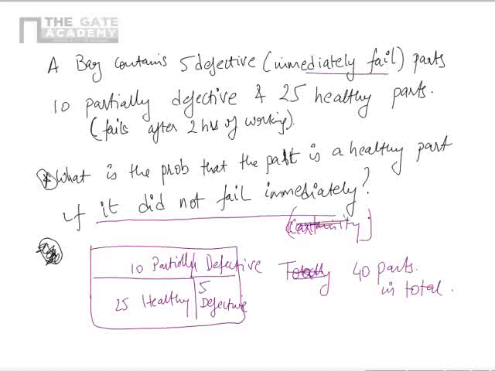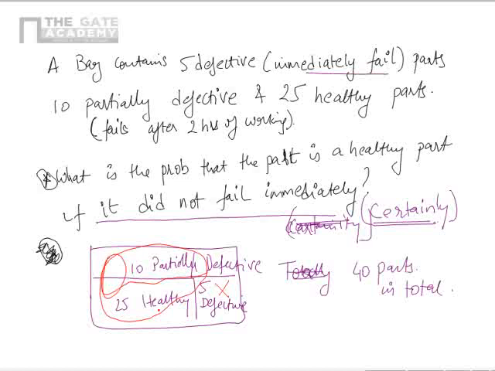Let me write this clearly. This is told certainly. You took a part and you tested it. Immediately it worked. That means it has not failed immediately. That means you have not picked from these 5 defective parts. You have picked something from here or here. The question is, what is the probability that it is a healthy part?